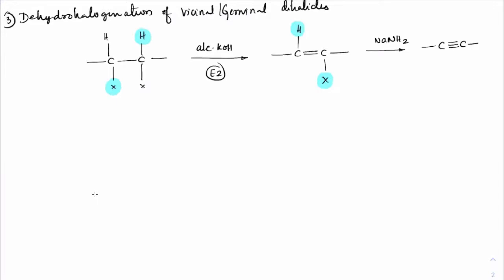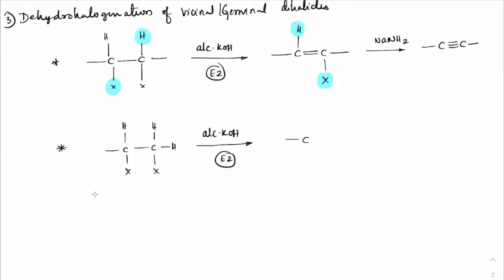In case you have terminal alkynes, this is for any substituted one. Suppose you have a complete terminal alkyne, like we have H and X here, C, H and X here. Now, if you treat that with alcoholic KOH, E2, correct?